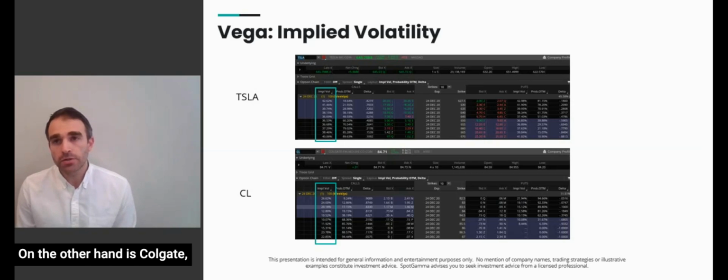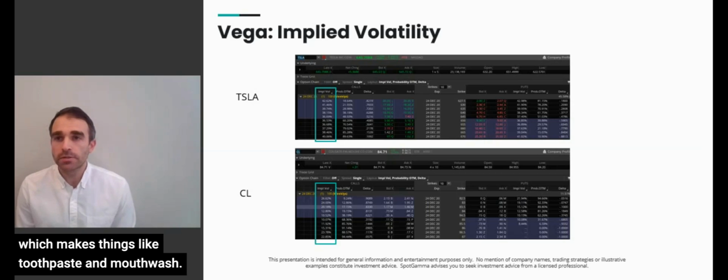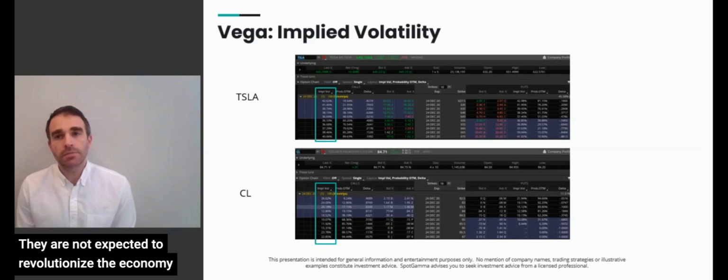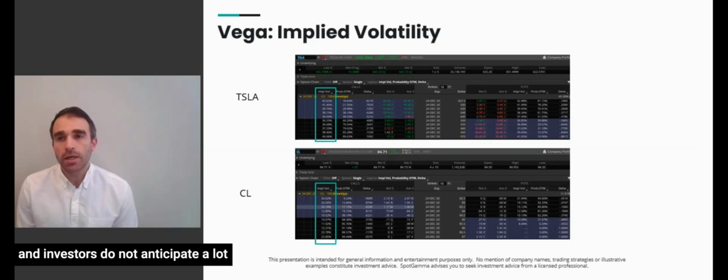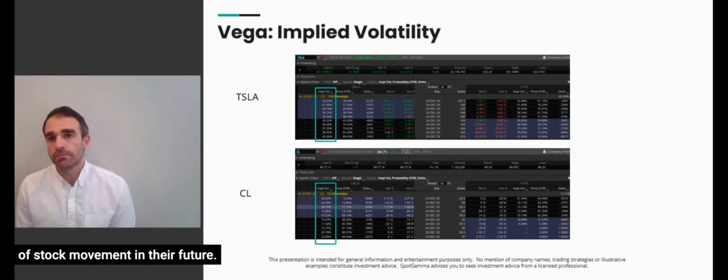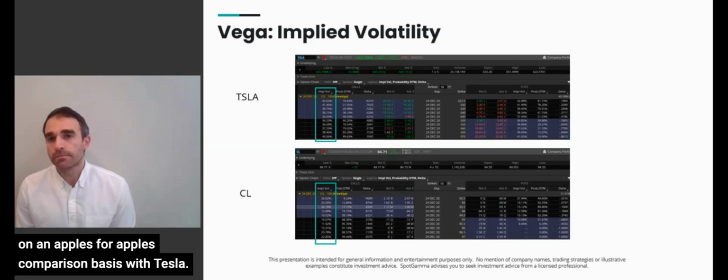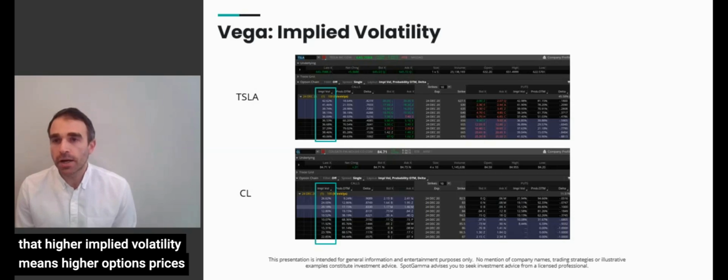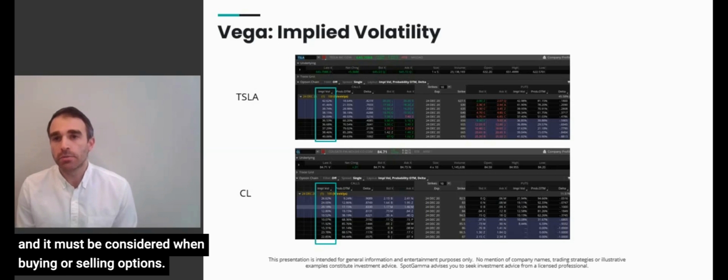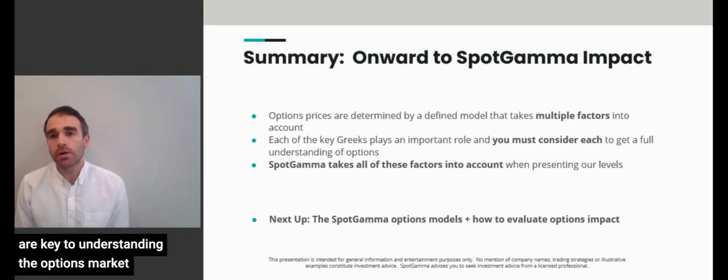On the other hand is Colgate, which makes things like toothpaste and mouthwash. They are not expected to revolutionize the economy, and investors do not anticipate a lot of stock movement in their future. Thus, their options are much less expensive on an apples-for-apples comparison basis with Tesla. This should reinforce the concept that higher implied volatility means higher options prices and must be considered when buying or selling options.